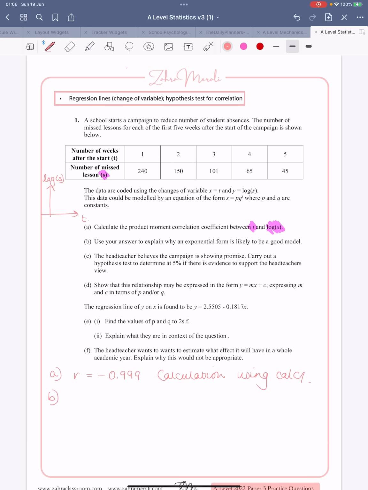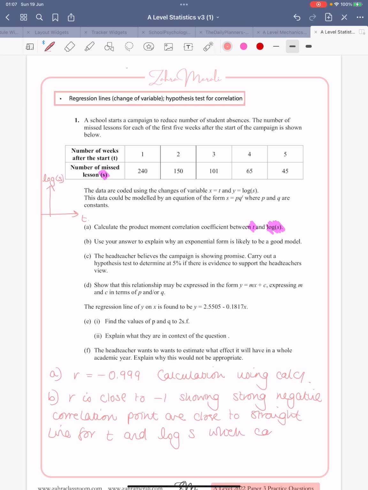Part B, you're going to use your answer to explain why an exponential form is likely to be a good model. So first of all, we're going to say R is close to minus 1, showing strong negative correlation. Remember R values are between minus 1 and 1. Minus 1 is perfect negative, which this is very close to, and 1 is perfect positive, right? So showing strong negative correlation, points are close to a straight line for t and log s, which can be rearranged to exponential form.